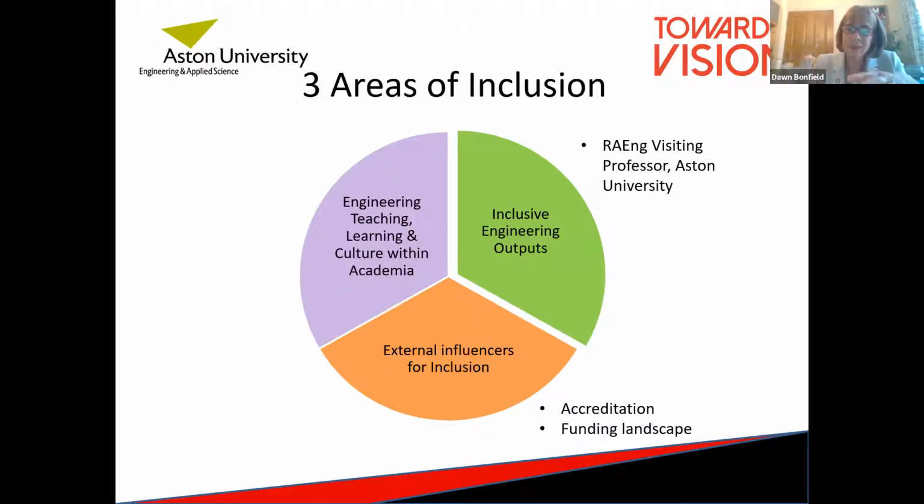So the engineering outputs and outcomes is the first bit I'm going to talk about. That's this bit in green here. Then the other two parts are what we can do within higher education at the university level. So that's the engineering teaching and learning and culture within academia. And then some of the work that I've been doing to try and influence that from the outside, if you like, so from the funding side, the accreditation side, and kind of procurement level as well. So they're the three different areas that I want to talk about this afternoon.